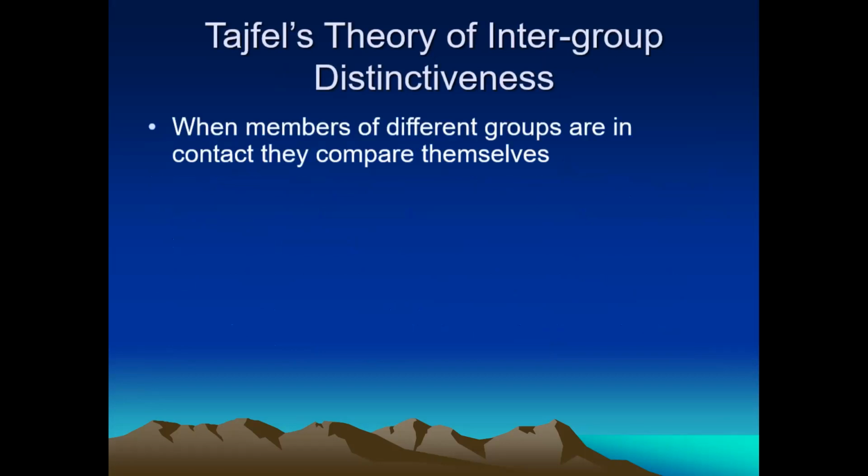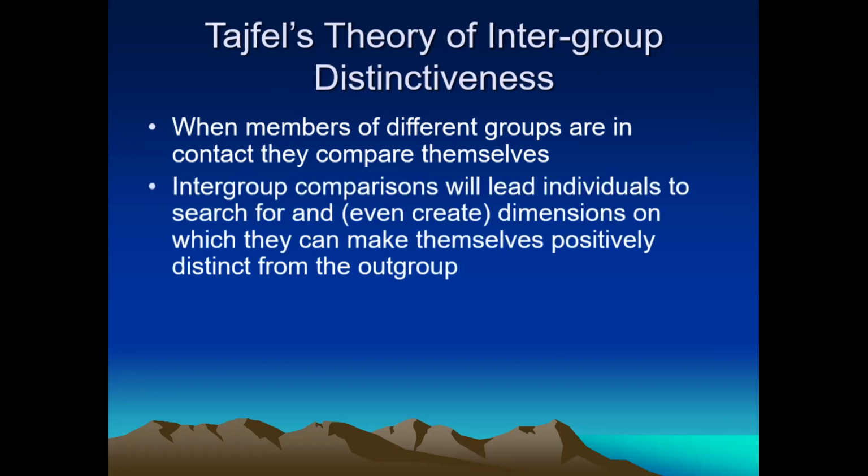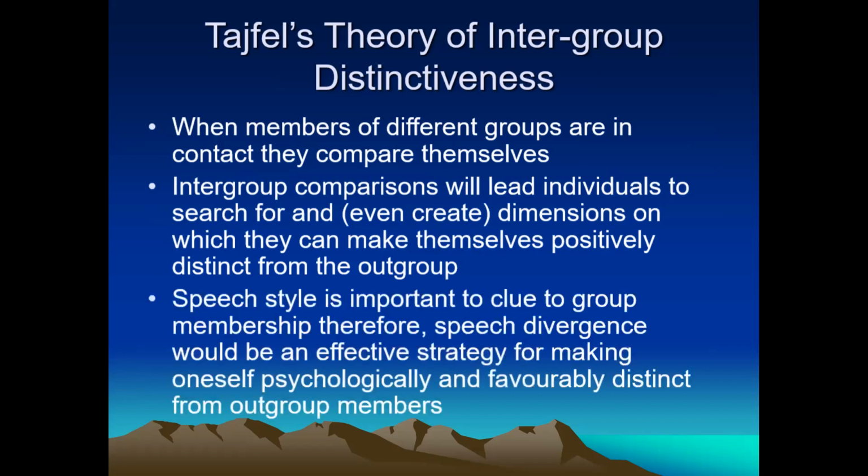And then finally, under the accommodation theory, is the intergroup distinctiveness. So distinctiveness within and across groups. So when members of different groups are in contact, they would compare themselves. Intergroup comparisons will lead individuals to search for and even create dimensions on which they can make themselves positively distinct from the outgroup. Again, thinking about the fisherfolk on Martha's Vineyard. Speech style is important to clue to group membership. Therefore, speech divergence would be an effective strategy for making oneself psychologically and favorably distinct from outgroup members, right?